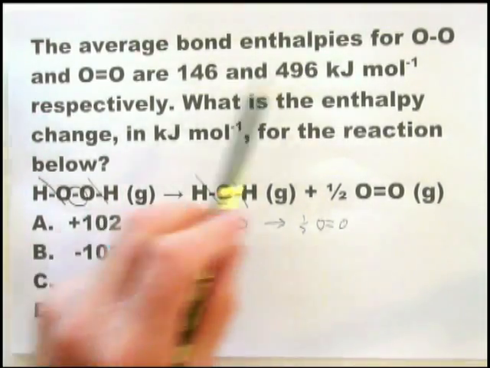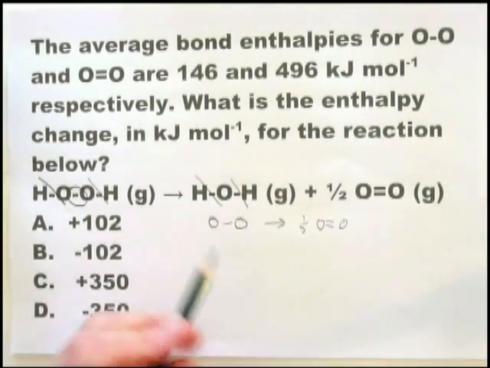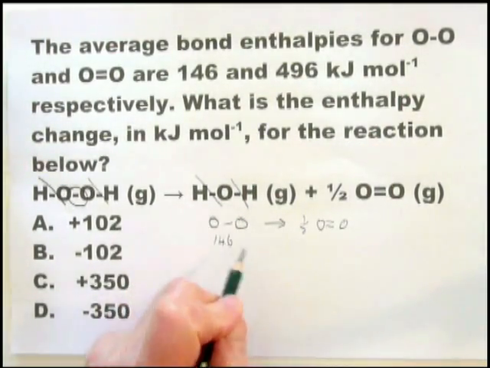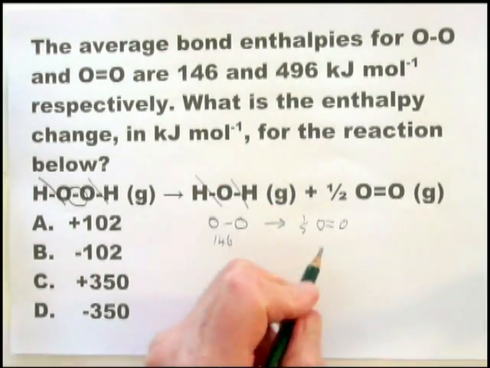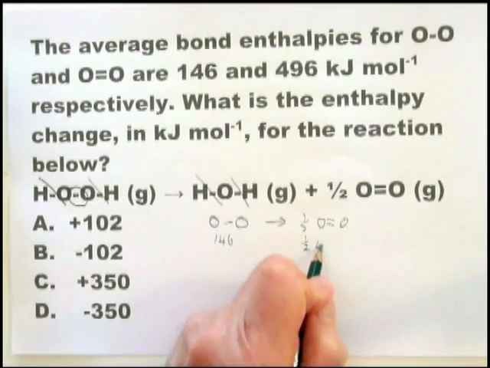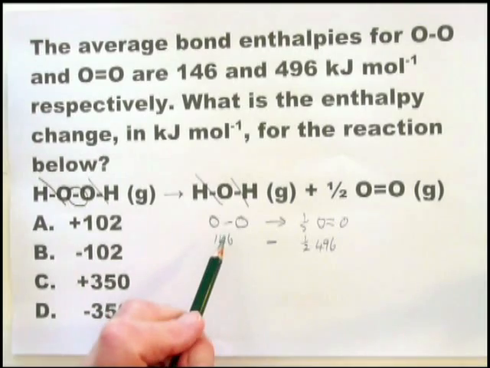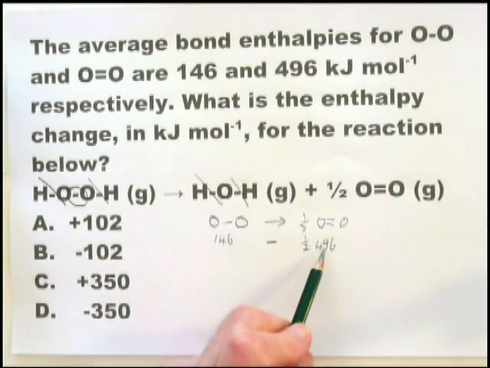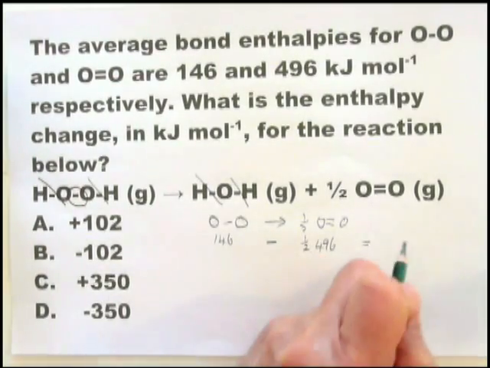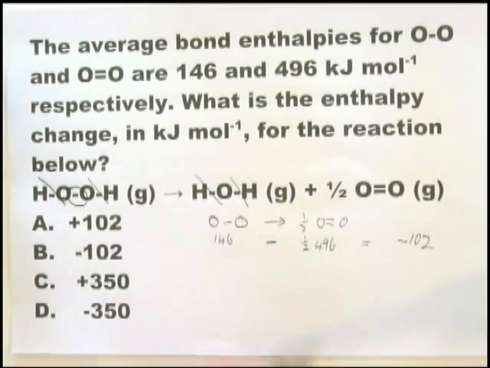And the O-O single bond is 146, and the half of that goes to a half of 496. And it's simply the sum of the reactants, in this case just the 146, minus the sum of the products, in this case half of 496, which equals minus 102.